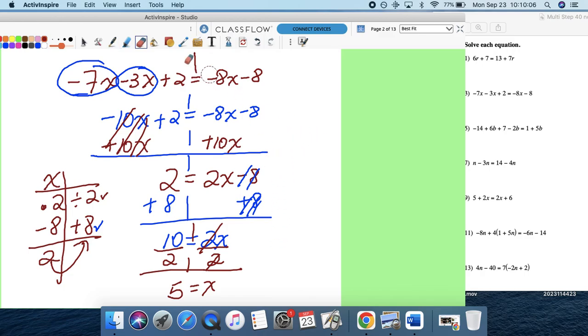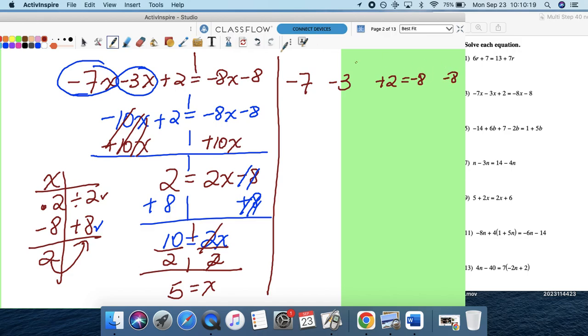But we have to do the check. So everywhere I see the x, I'm going to put a 5. So let me just write everything here. And I'm going to write the x here, right? 5. I'm going to put that times 5. Negative 3 times 5. Plus 2 and 10 equals negative 8 times 5. So everywhere I saw the x, I'm putting the 5.